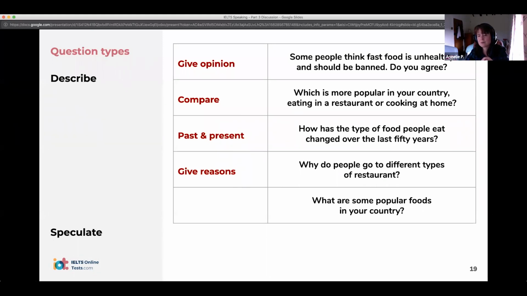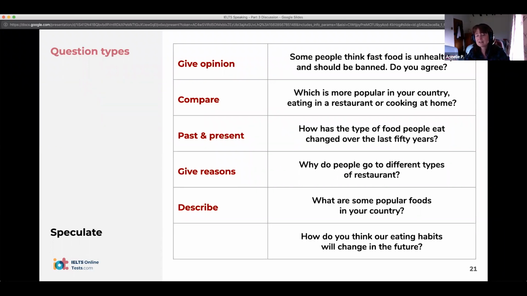Okay, what are some popular foods in your country? This was the first one we looked at, I think. Yeah, so describing festivals, describing holidays, dishes in your country, that kind of thing. Very often the first question that you get asked in the part 3. And so the last one is clearly going to be, yeah, speculating. So trying to predict the future, trying to look forward to how things are going to be in the future.